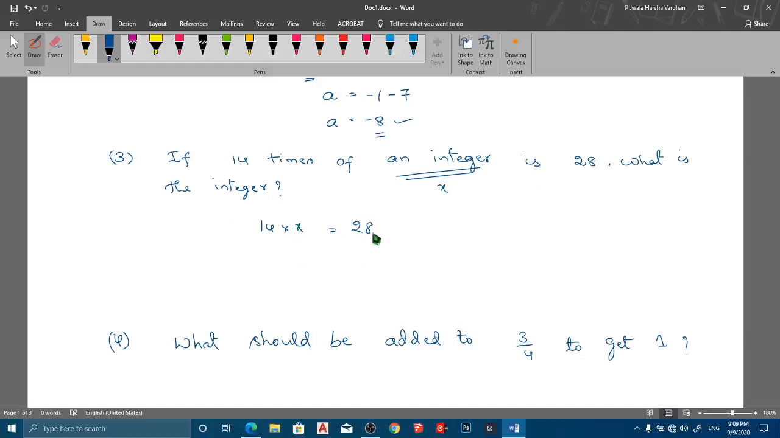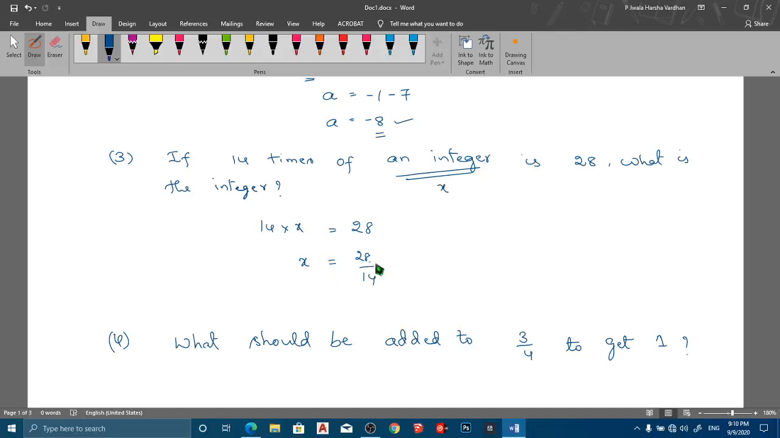14 times x is 28 means how many times 14 is 28? 2 times. Otherwise, how can you do this systematically? Just send the multiplication by 14 to the other side, and it will become divided by 14. If plus or minus goes to the right, it becomes minus or plus. If multiplication goes to the right, it becomes division, and if division goes to the right side, it becomes multiplication. Those rules we are going to learn in this chapter.